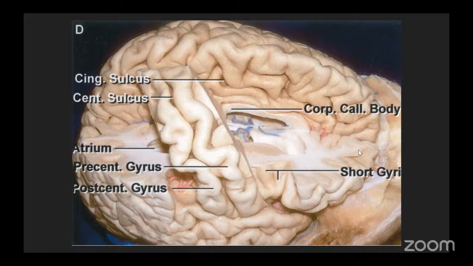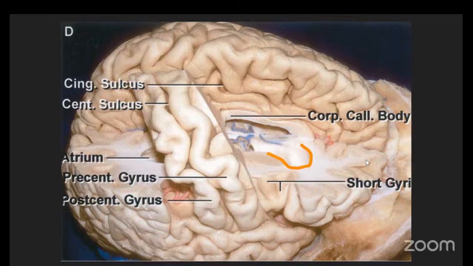Let me mark it if it is not clear on your slides. Can you see this brief outline, the one that I just highlighted? This is the frontal horn. You can see its extension into the inferior frontal gyri, but it is also accessible from the middle frontal gyrus.